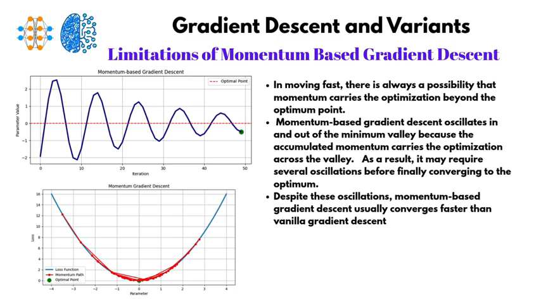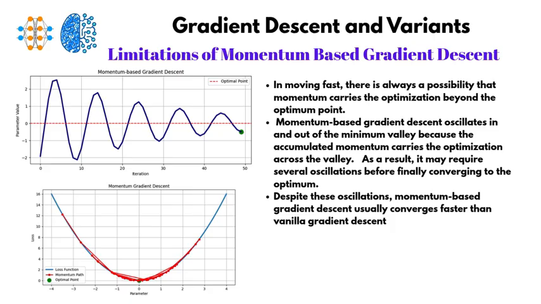The bottom graph gives us another view of the same behavior. Here the red points and the trajectory show the path taken by momentum-based gradient descent toward the minimum of the loss function. We can see that the optimizer approaches the minimum efficiently, but there are still small oscillations around the optimal point. However, there is an important positive point. Even though momentum can introduce this oscillation, it usually converges faster than vanilla gradient descent.